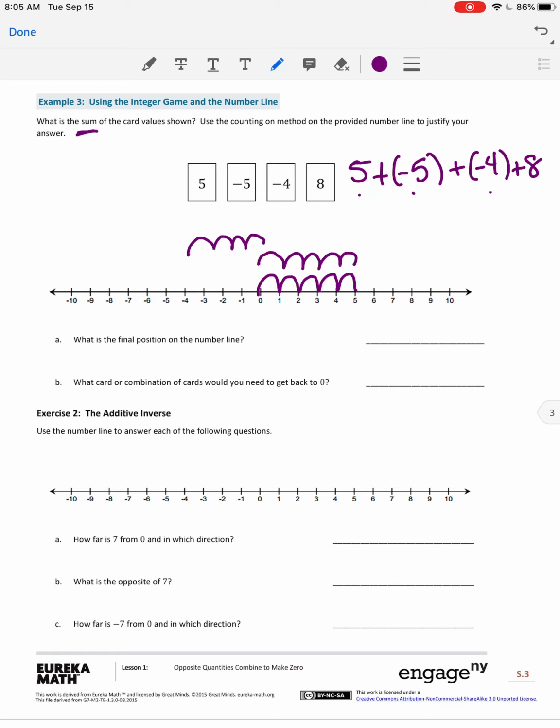But the last add-end says +8, which means I'm going to start at -4, and I'm going to move to the right 8 spaces. 1, 2, 3, 4, 5, 6, 7, 8. So the number where I end up is +4.